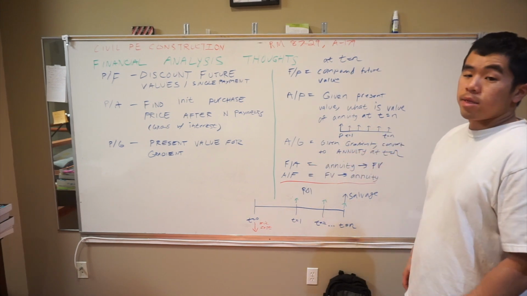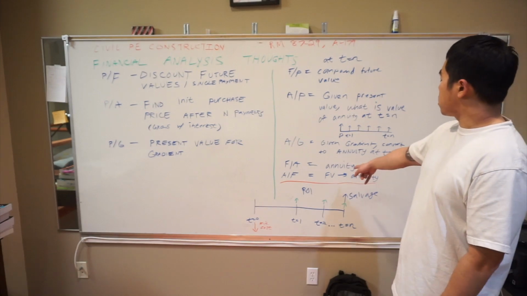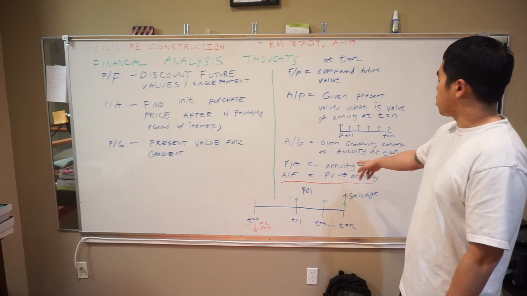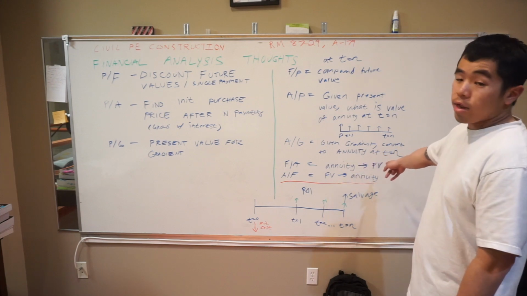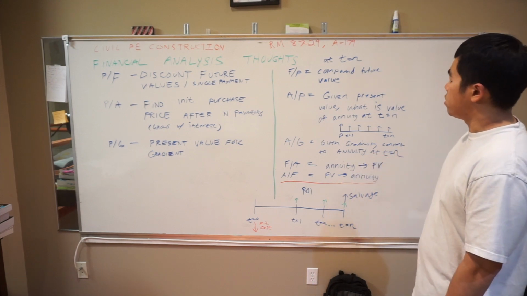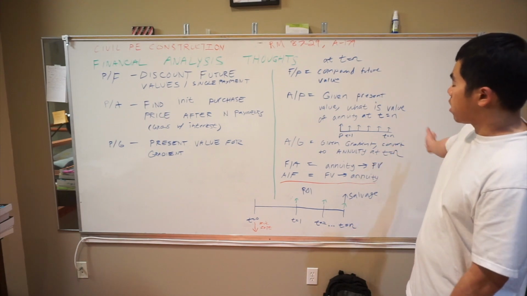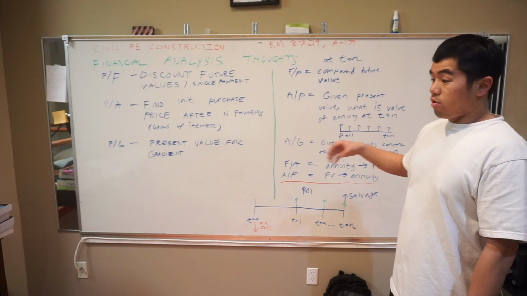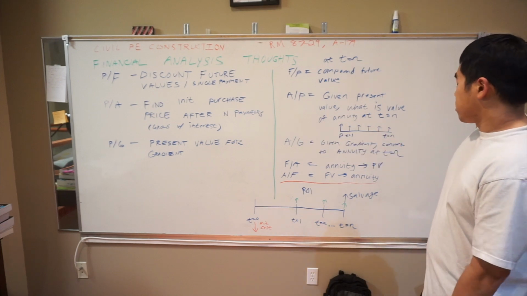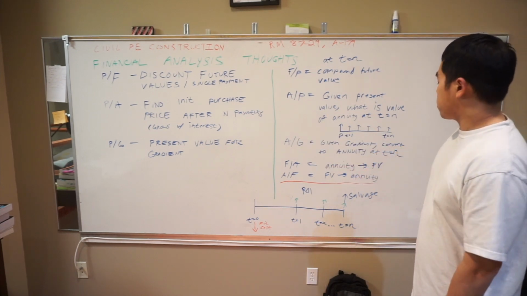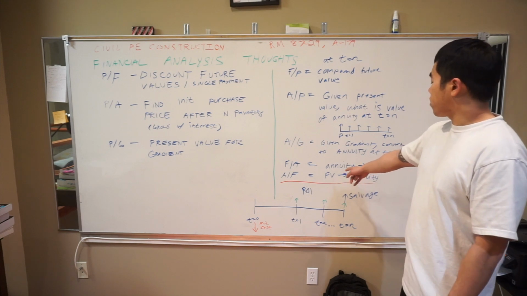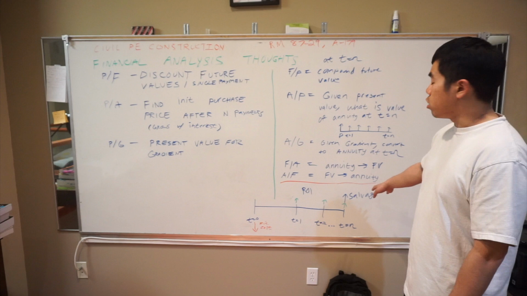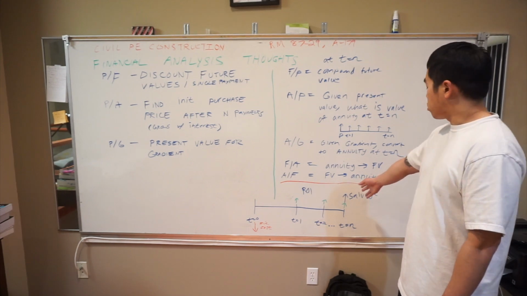F/A, that just means the annuity, kind of like this, and you're given an annuity and now you're going to get the future value of that annuity at some later time. So it's kind of like a future to future kind of analysis. A/F, you're given the future value and you want to convert that into a uniform series, also known as an annuity.